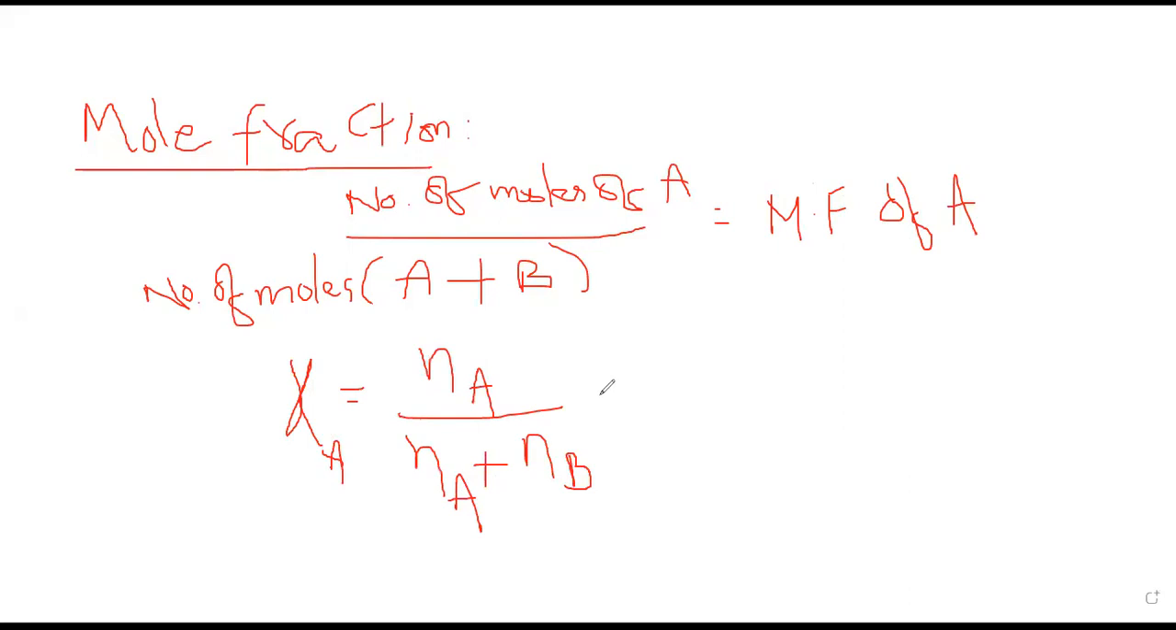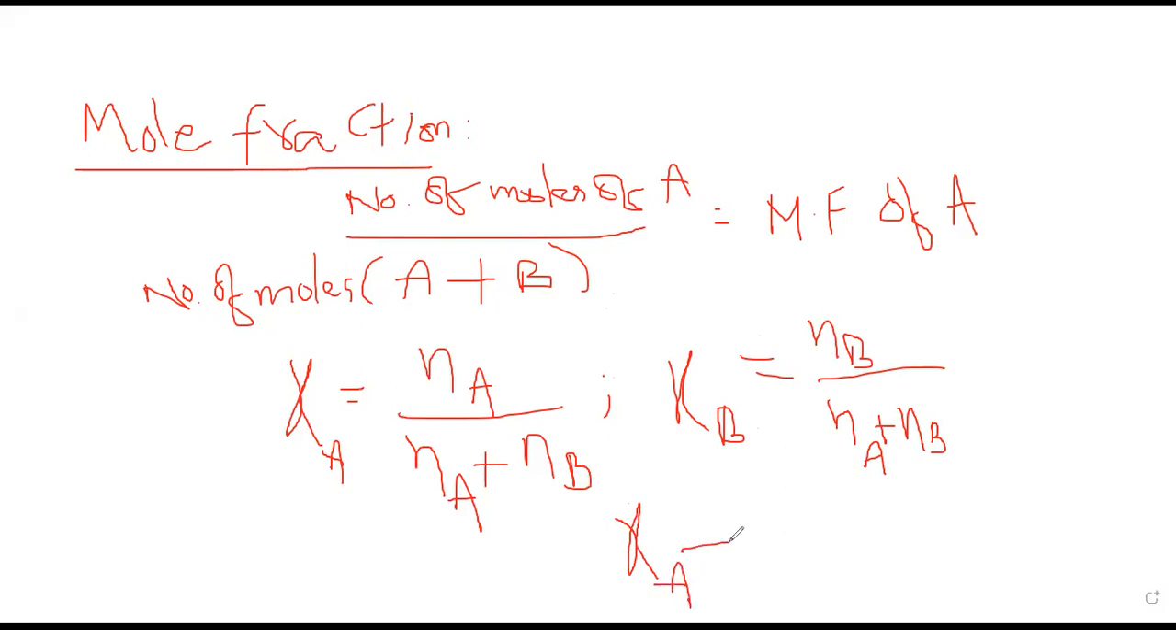Similarly, what is the mole fraction of B? Mole fraction of B, xi B, is equal to number of moles of B divided by number of moles of A plus number of moles of B. Another important aspect of mole fraction is that the sum of these two, xi A plus xi B, is always equal to 1.